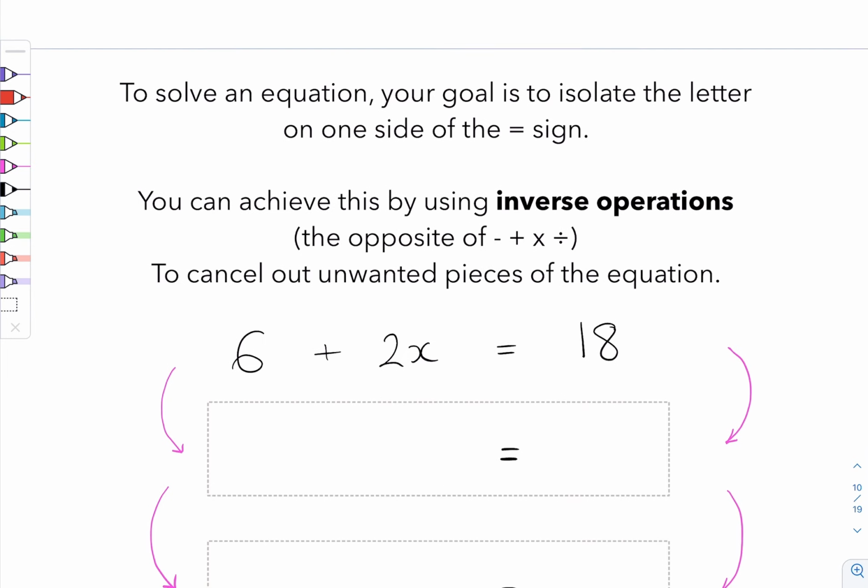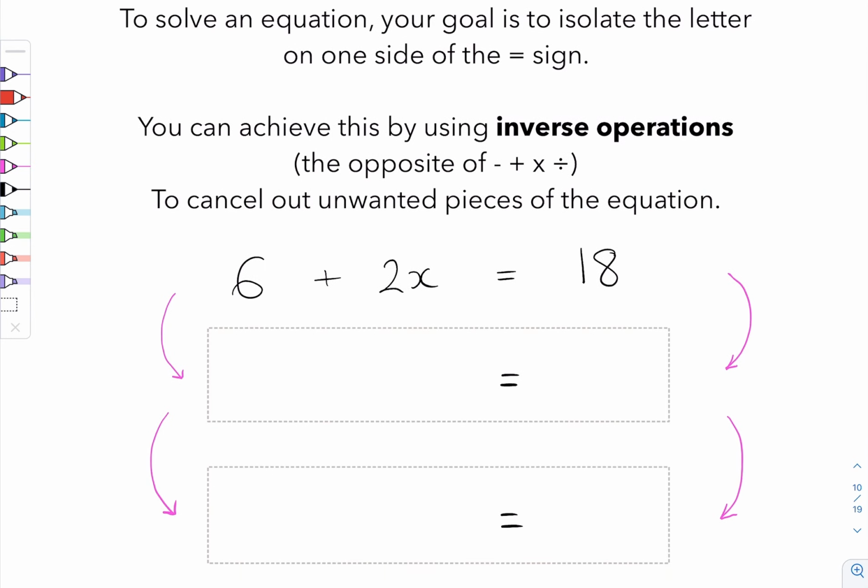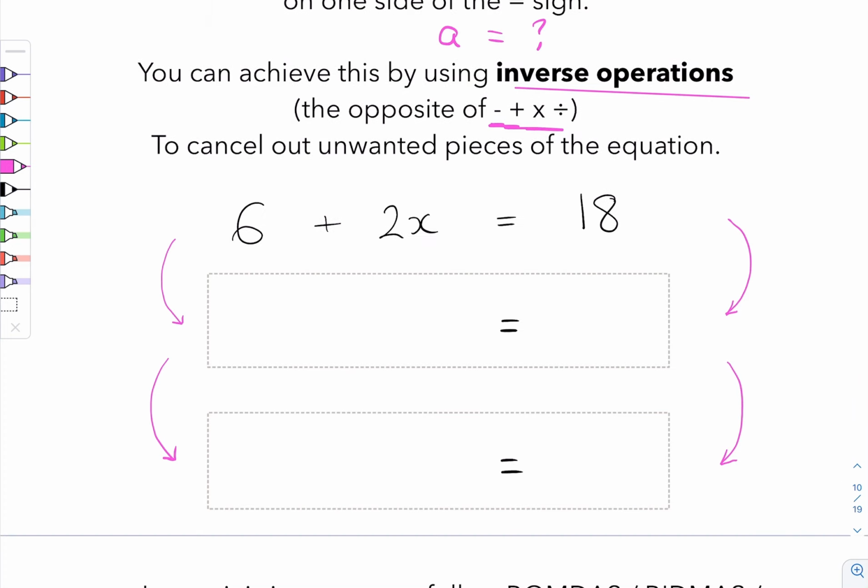To solve an equation, your goal is to isolate the letter on one side of the equal sign. So I would ideally want to have a equals the number. When I can get it to that point, I've finished the question. You can achieve this by using inverse operations, which is the opposite of these icons here, to cancel out the unwanted pieces, or now that I can use the word, terms. I can cancel out unwanted pieces or terms of the equation here.